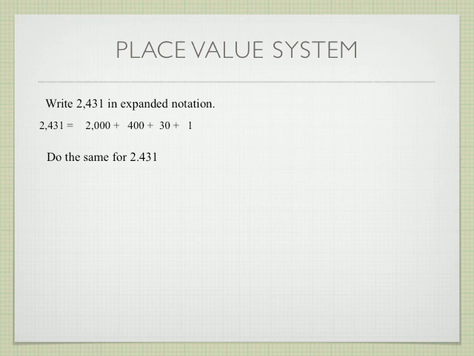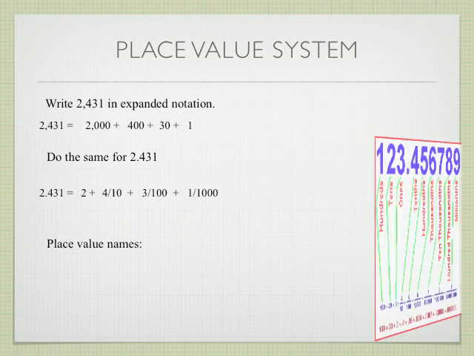So for 2.431, this is something we probably didn't do in elementary school. That's 2 plus 4/10. What would come next? 3 100ths and 1 1,000th.